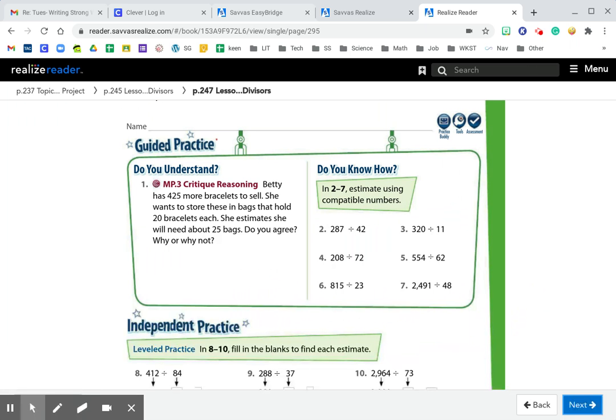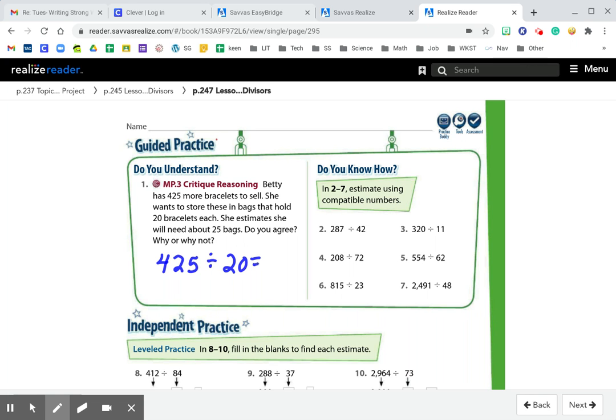So in our guided practice, Betty has 425 more bracelets to sell. She wants to store these in a bag that holds 20 bracelets each. She estimates she will need about 25 bags. Do you agree? Why or why not? So we're going to want to solve this. So her problem, if she was finding an actual answer, would be 425 bracelets in 20 to a bag. How many bags do I need? But she wants to find an estimate.